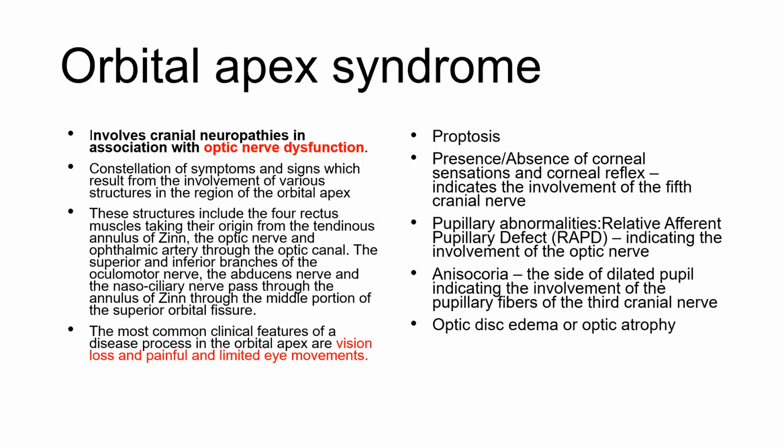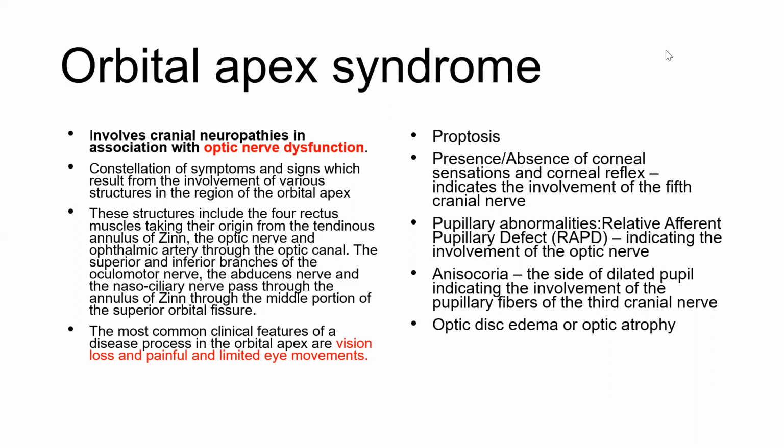So now coming towards the orbital apex syndrome, it involves cranial neuropathy in association with optic nerve dysfunction. This is important. So there's a constellation of symptoms and signs which result from involvement of various structures in the region of the orbital apex. These structures include the four rectus muscles, taking their origin from the tendinous annulus of Zinn, the optic nerve and the ophthalmic artery through the optic canal, the superior and inferior branches of the oculomotor nerve, the abducens nerve, and the nasociliary branch passing through the annulus of Zinn and through the middle portion of the superior orbital fissure.